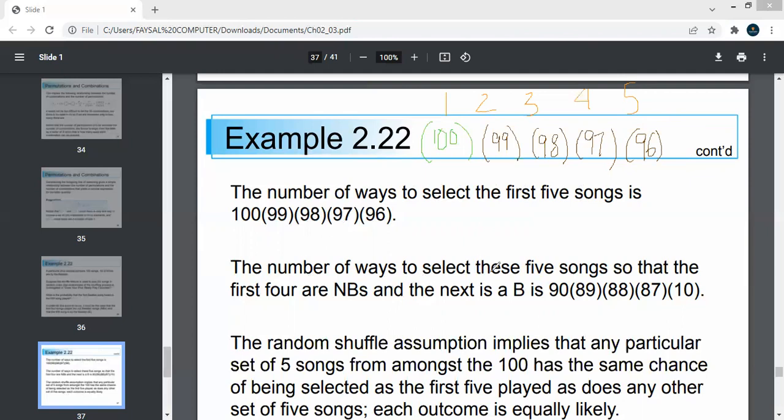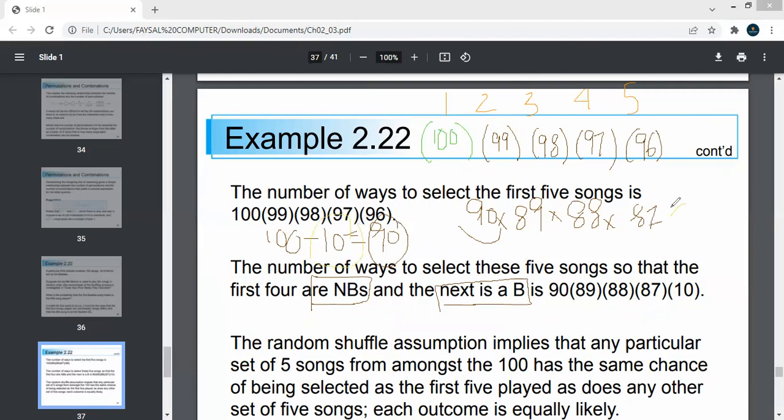So the number of ways to select these five songs so that the first four are not Beatles and the next is a Beatles song will be 90 multiplied by 89, multiplied by 88, multiplied by 87. Why did we start from 90? Because there are 10 Beatles songs, so we neglect those: 100 minus 10, so my answer is 90. Then it will be multiplied by the factor, which is 10.